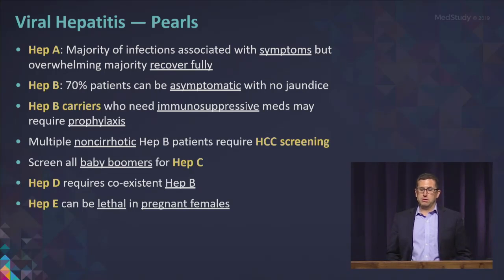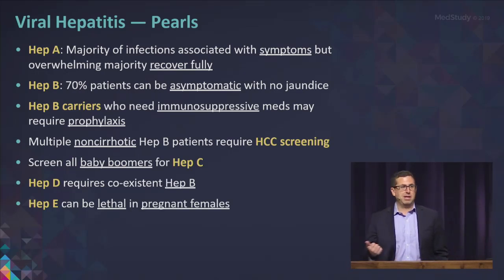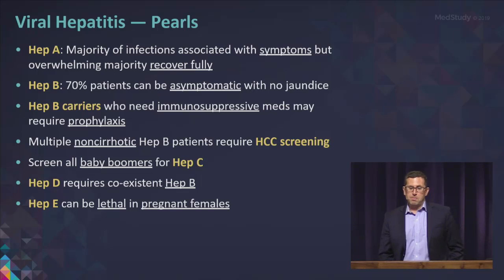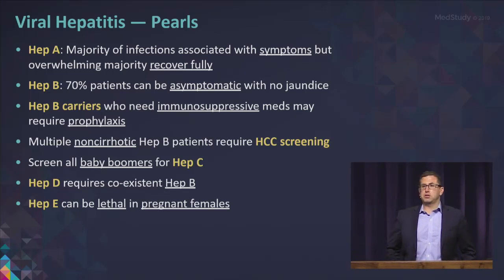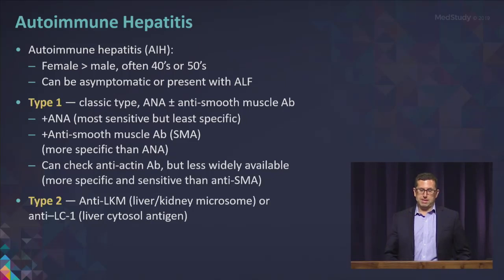Hep B carriers who need immunosuppressive meds may require prophylaxis, so that might be chemotherapy or IBD meds. Multiple non-cirrhotic, the key being non-cirrhotic Hep B patients require HCC screening. Hep C, you're generally going to screen cirrhotic patients, but some people screen stage 3 patients as well. I do that myself. You need to screen all baby boomers for Hep C. That is a guideline. Hep D requires coexistent Hep B, and Hep B could be lethal in pregnant females. So I think those are the key points from viral hepatitis.